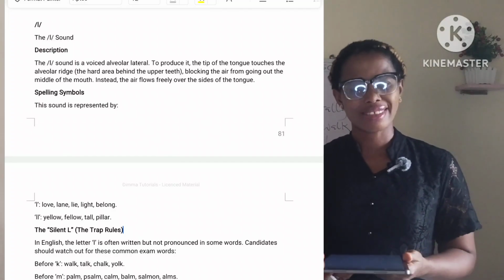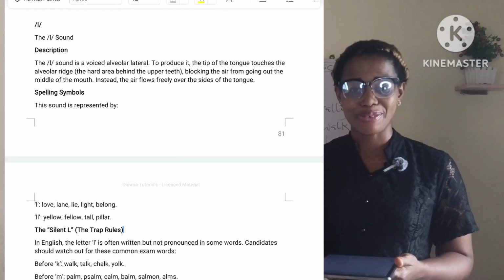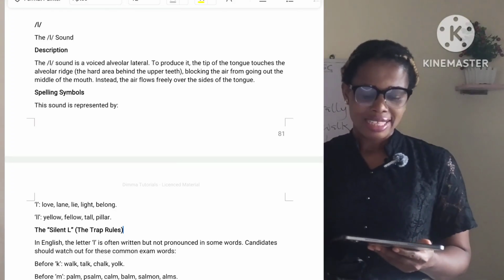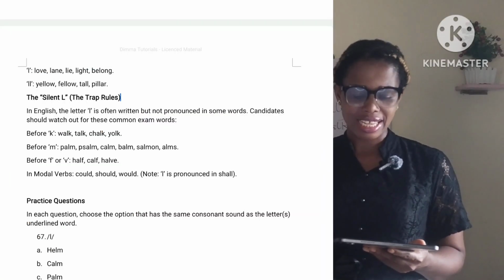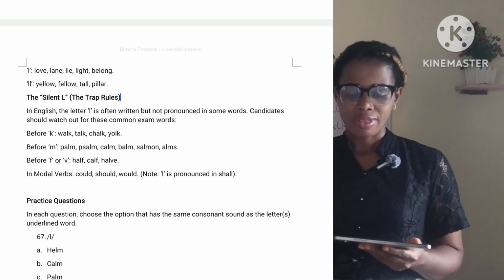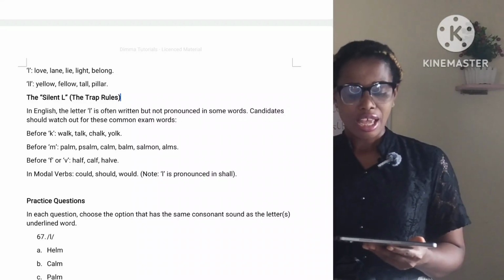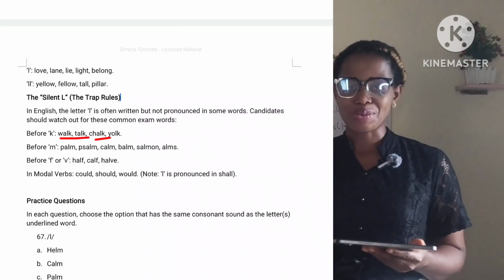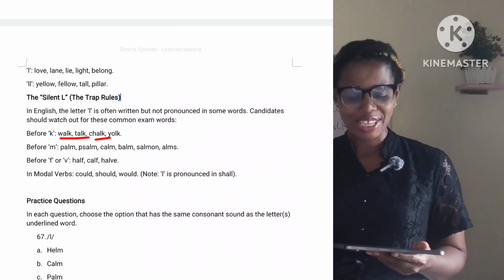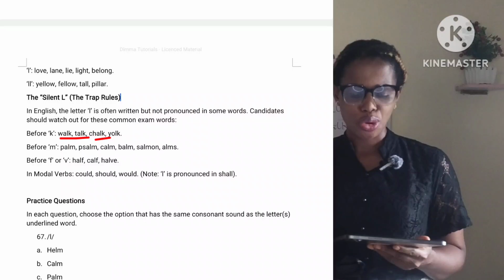But there are some words that contain the letter L not pronounced. How do you know when L is not pronounced in a word? Now let's read further. The silent letter L, the trap rules. In English, the letter L is often written but not pronounced in some words. Candidates should watch out for these common exam words. Before K, examples: walk, talk, chalk, yolk. The L in these words before K is silent. So you don't say walk, you say walk, talk, chalk, yolk.